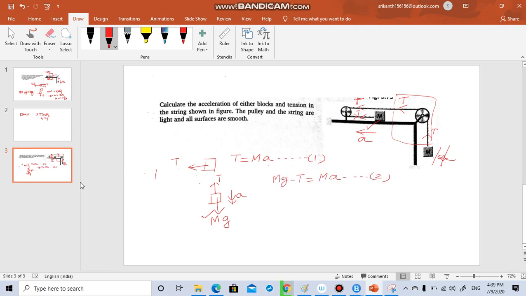So we need to solve this. Add these two, 1 plus 2, if you do, T cancels and you get 2ma. You get acceleration is equal to g by 2, which is 5 meter per second square. And if you want to find the value of T, so T value will be equal to 5.